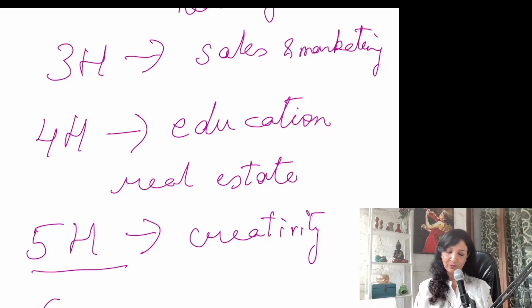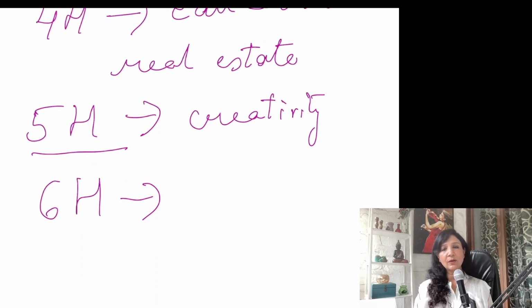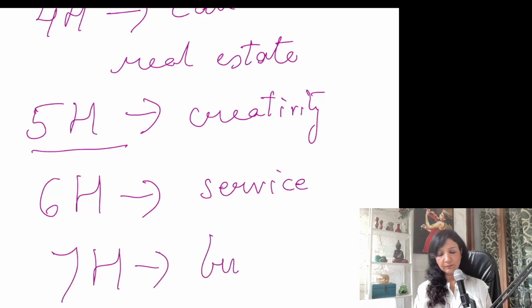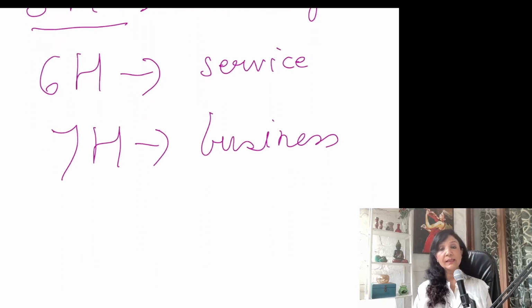Now, 6th house. This is the best house because this involves your services, jobs, or meaningfulness you add to others, because this is Artha Bhav. If you are adding meaning to someone's life, then only you will get money. So this is service. Then 7th house. This is business. One can earn money through business, partnership.